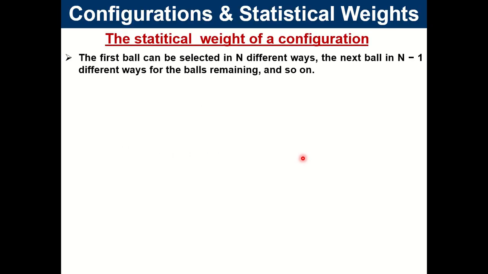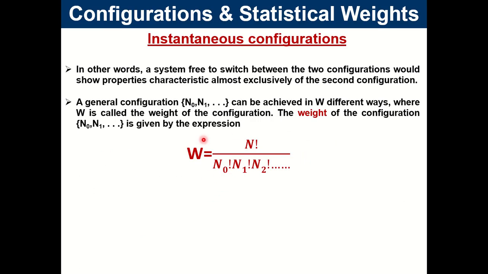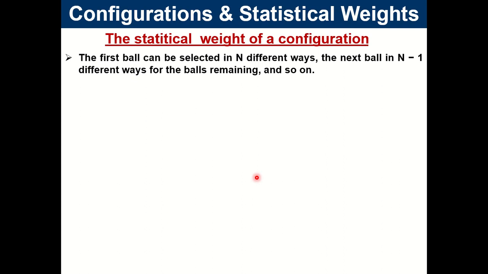So the statistical weight of a configuration: we are now trying to find out how we got to this expression, the expression that we talked about. We are going to discuss this in detail, how we arrived at this expression. That is, we are going to derive this equation. Coming back to it, that is the statistical weight. We are going to find out how the expression for the weight of a configuration can be found.